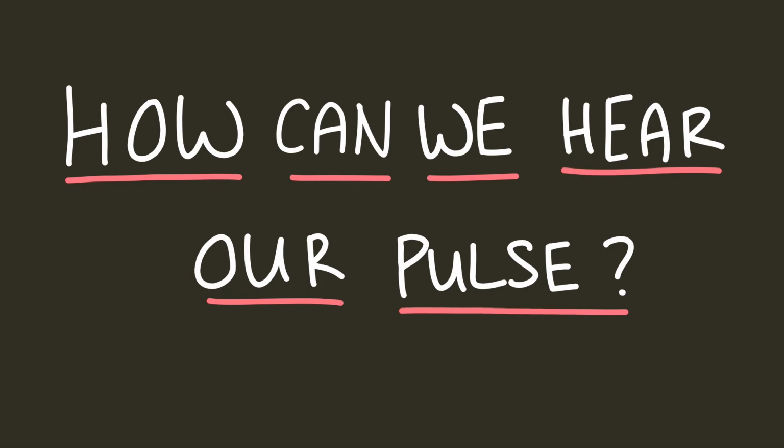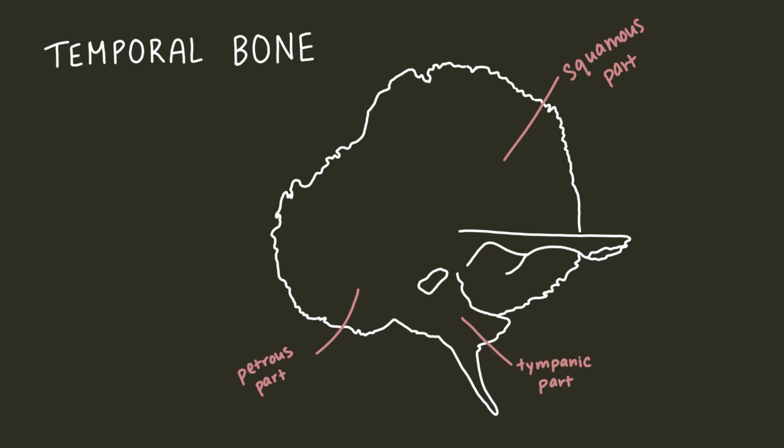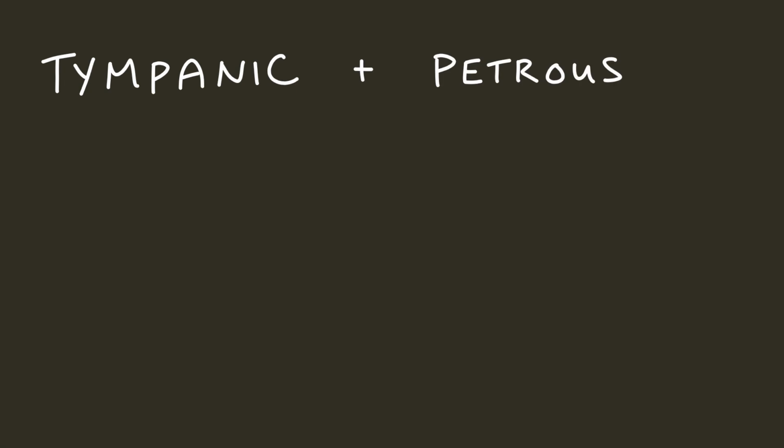So, back to our original question. Why can we hear our pulse? Well, let's zoom into one particular cranial bone, the temporal bone. It has 3 parts, the squamous part, the tympanic part, and the petrous part. For this video, we're more concerned about the tympanic and the petrous parts since they form our ears.